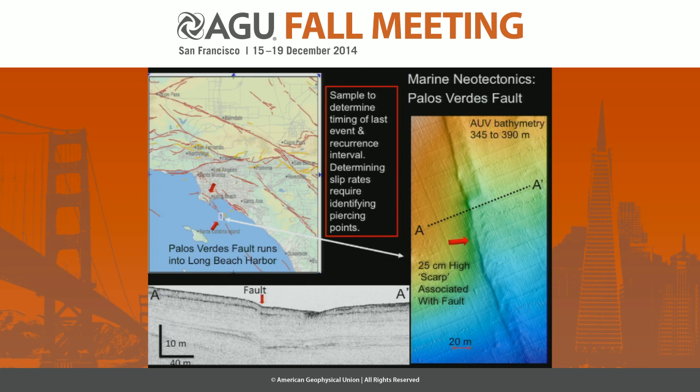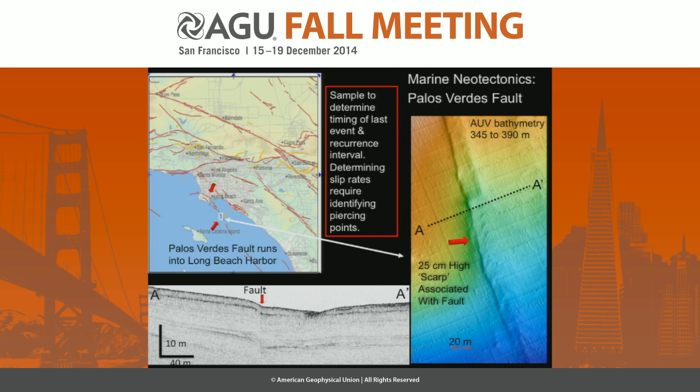Now, I'd maintain in the case of the Palos Verdes fault, this is one which has obvious societal interest, because this fault runs into Long Beach Harbor. Long Beach Harbor is the U.S.'s largest port on the West Coast, so it's got some clear societal significance.